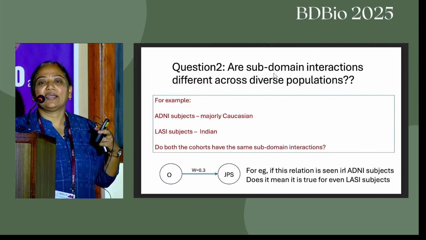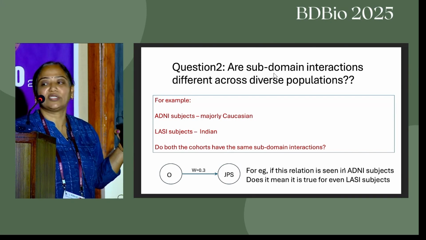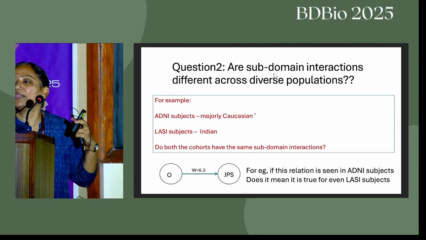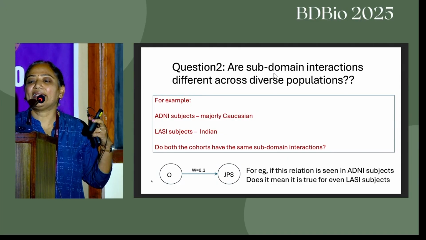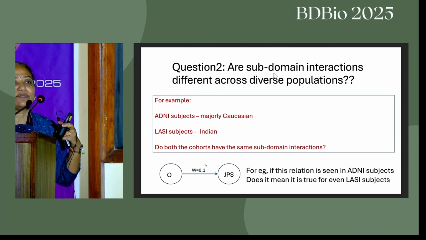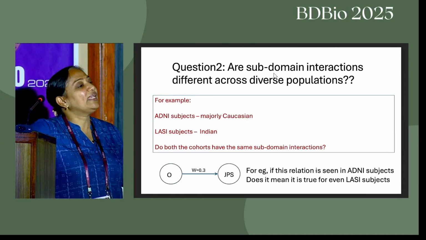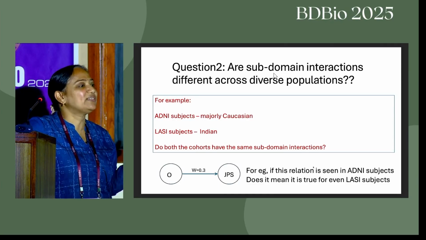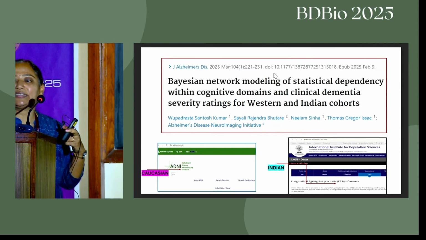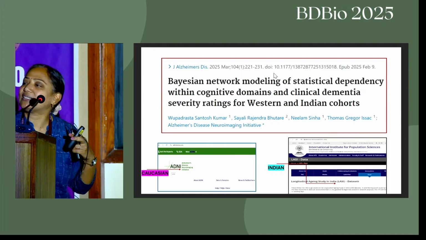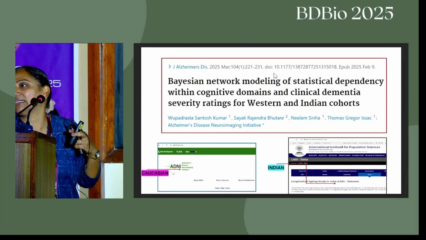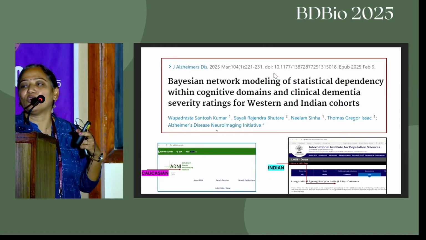The second is, if I have diverse populations, diverse cohorts, are these interactions identical or are they different? For example, if I look at the Caucasian population from ADNI, and let's say we come across an interaction, that orientation is affecting judgment with this weightage. Does it mean that this relation is true even for Indian subjects? Is it the same across different populations? We addressed this in one of our accepted works in the Journal of Alzheimer's Disease. The two data sets we used here are ADNI, which looks at a majorly Caucasian population, and LASI, which looks at the Indian population. I want to thank my co-authors for this.